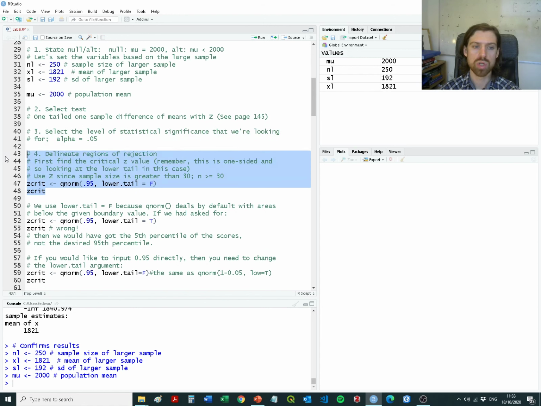Step 4, we need to now identify that Z critical value, and we've done quite a bit of this before in terms of finding out where the proportion of the values may lie in a distribution. So we did this in probability, we've done it in sampling, looking at confidence intervals, for example. And what we need to do is to find the critical threshold when 95% of the values are above that point, so it's the lower bound.